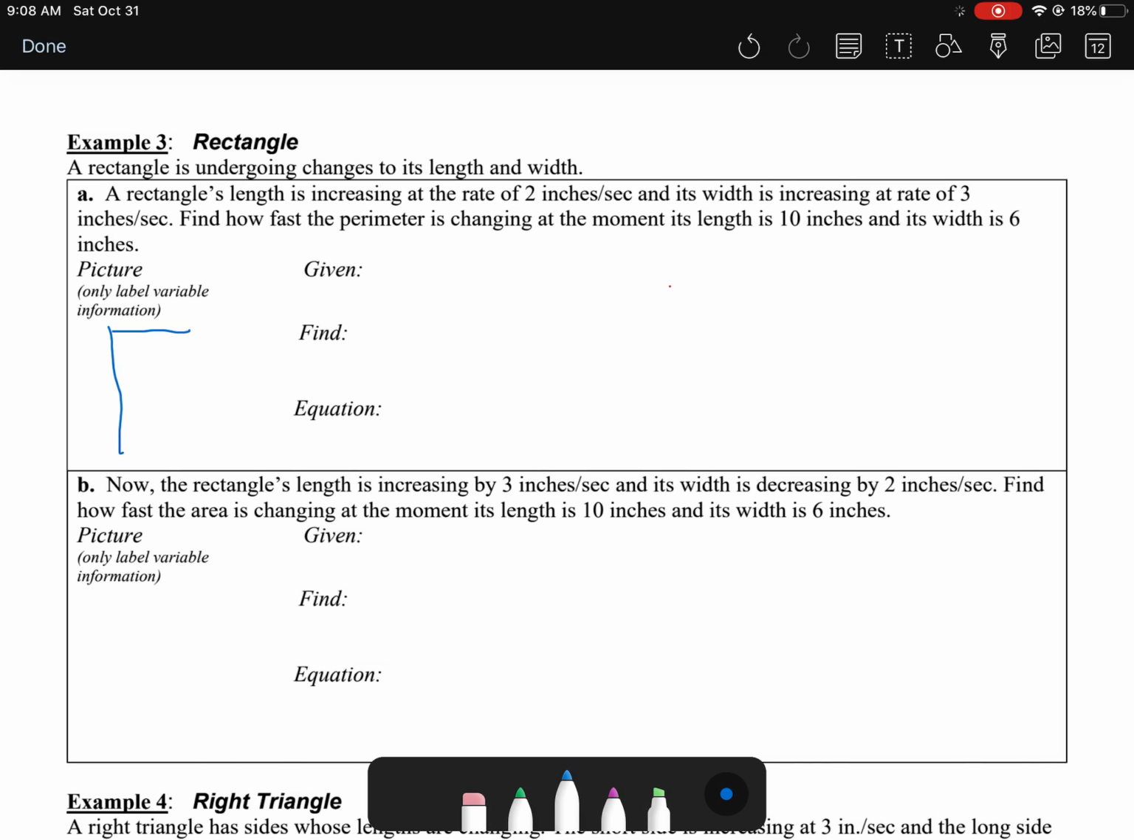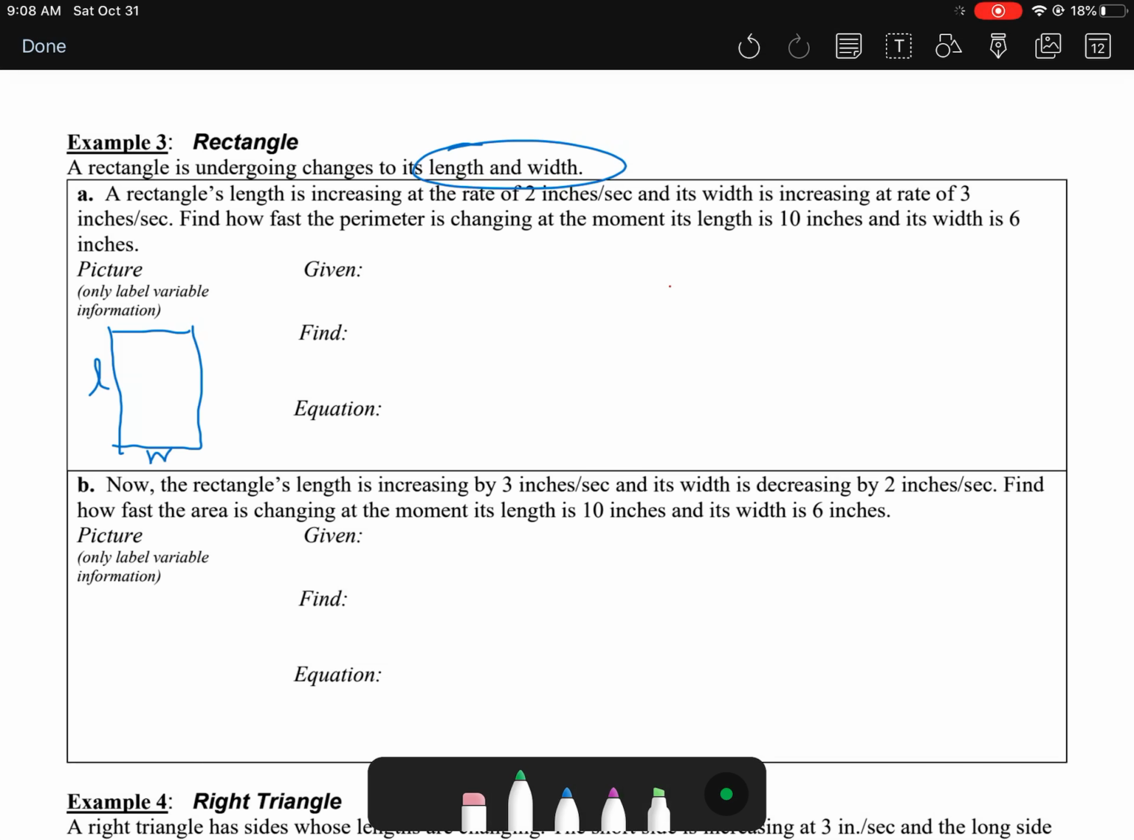Okay, so I have a rectangle, and you only want to label information given. The rectangle is undergoing changes to its length and width, so I'm only concerned with its length and its width. Let's read the question. A rectangle's length is increasing at the rate of 2 inches per second, and its width is increasing at a rate of 3 inches per second.